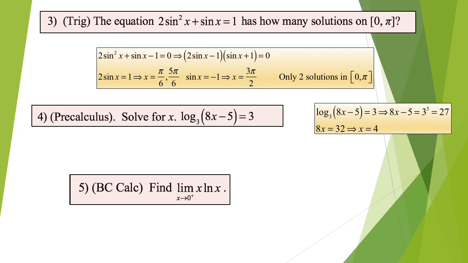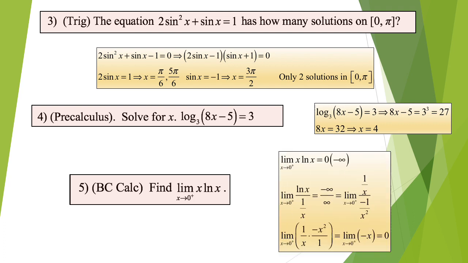Number 5 is a BC Calc problem. We'd like to find the limit as x approaches 0 from the right of x natural log of x. This is an indeterminate form problem, as the limit as x approaches 0 from the right of x natural log of x is 0 times infinity. So we can write the expression as the limit as x approaches 0 from the right of natural log of x over 1 over x. And plugging in our 0, we get infinity over infinity, opening the door to L'Hopital's rule.